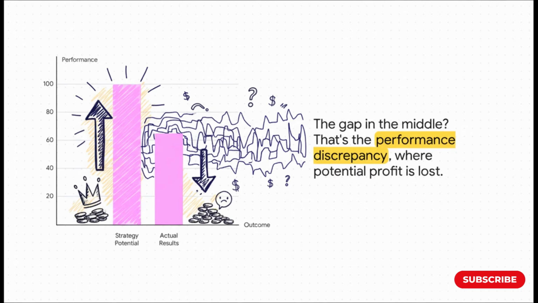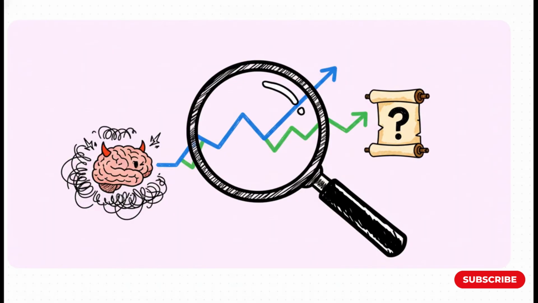And this chart just lays it all out, doesn't it? That tall bar on the left, that's your strategy's potential. That's the dream, right? And the shorter bar on the right, well, that's your reality. And that big, empty space in the middle, that's the performance discrepancy. That is literally where your profits are just disappearing. So when we dig into why this gap even exists, it really boils down to two main bad guys, two culprits. On one side, you have this psychological saboteur. That's the battle going on inside your own head. And on the other, you have the unwritten rulebook. And that's all about the things you haven't clearly defined.